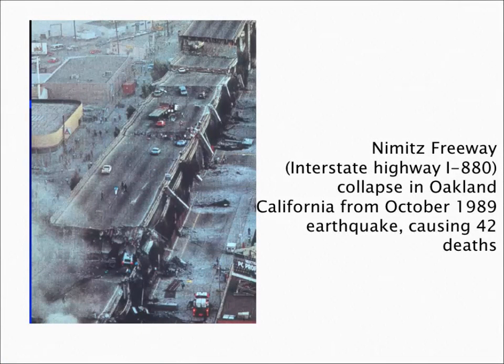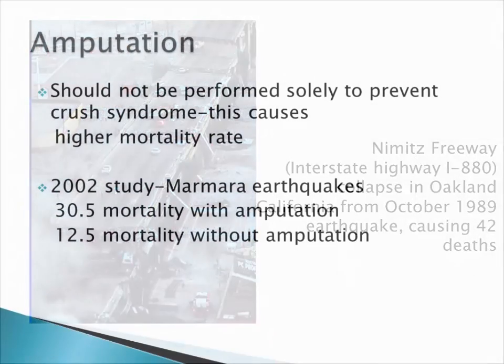This is a picture of the Nimitz Freeway back in 1989. I believe this was, as I recall, a triple-decker interstate, and it just completely collapsed. And there were about 42 deaths, which to me is pretty remarkable that it was that low.